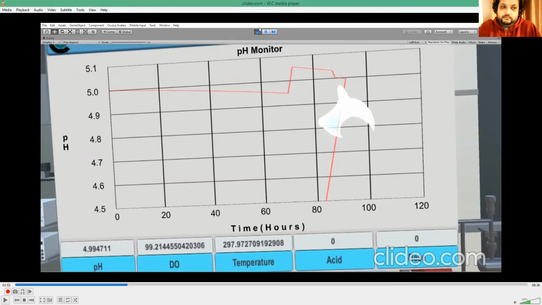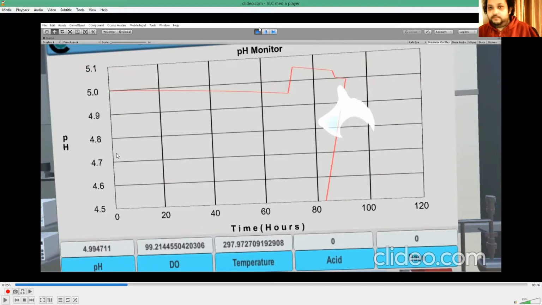Now this system allows us to train people for their reactive responses. So while the virtual bioreactor is running, they can observe the graph and the data, and at the same time they can rectify or interact with the virtual bioreactor and then see the consequences and the effects on the graph itself.